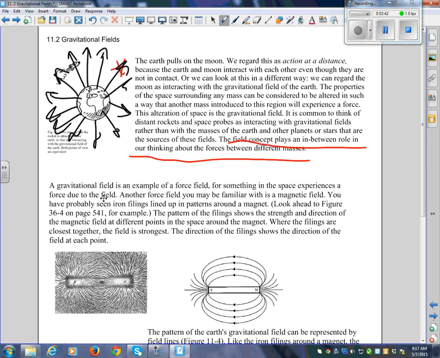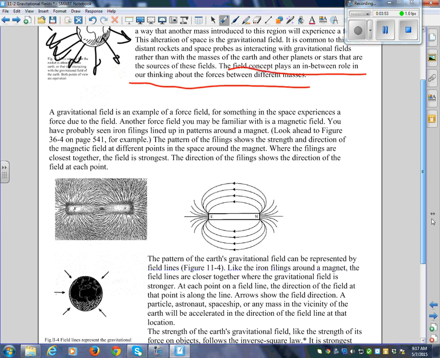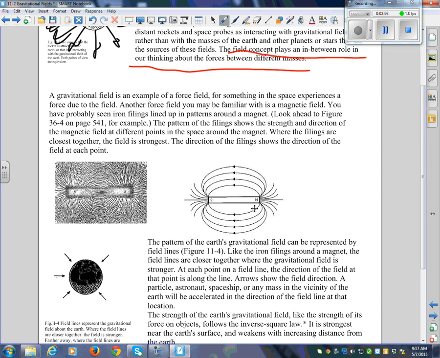A gravitational field is an example of a force field, where something in the space experiences a force due to the field. Another force field you might be familiar with is the magnetic field, and we're going to look at those in the future. I'm going to skip over this a little bit here, okay? We're going to see pictures like this. You're going to see magnetic field pictures like that.